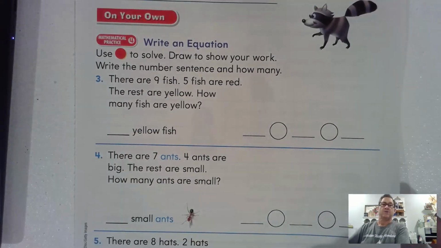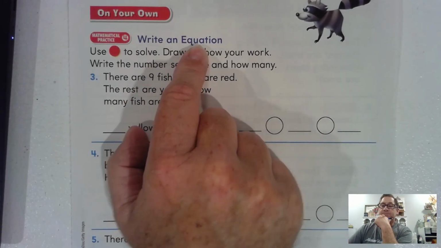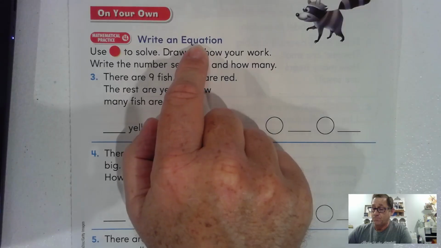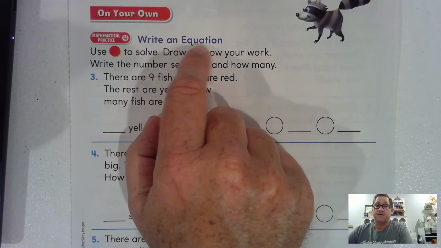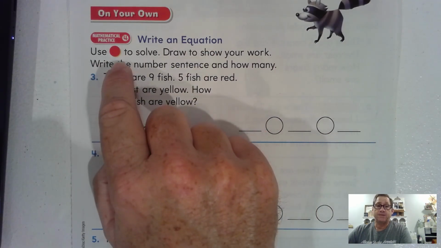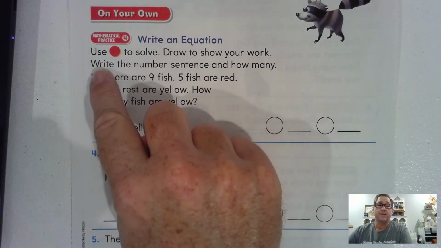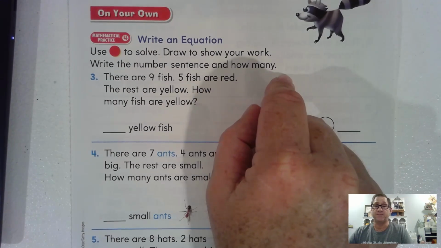Okay, so write an equation. If I think of a base word that is in the word equation, I see the word equal. So I need to have an equal sign. We're going to use the counters to solve, draw to show your work, and write the number sentence and how many. That's just what we did on the previous page.